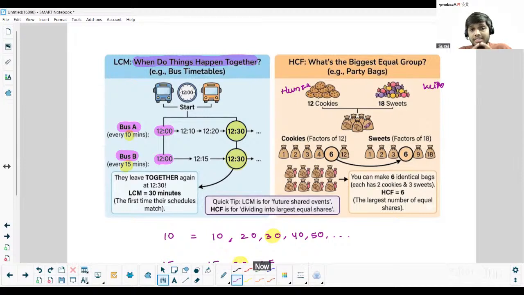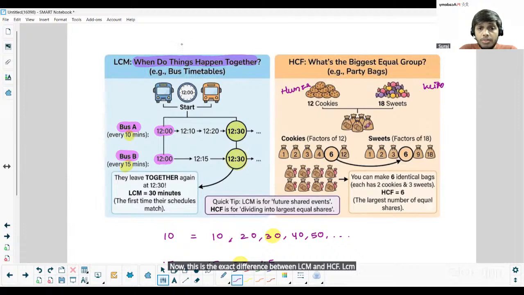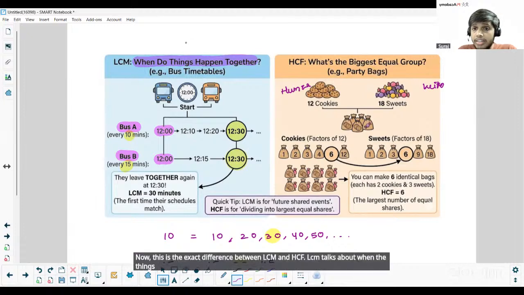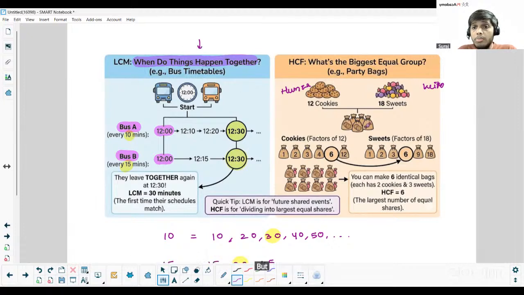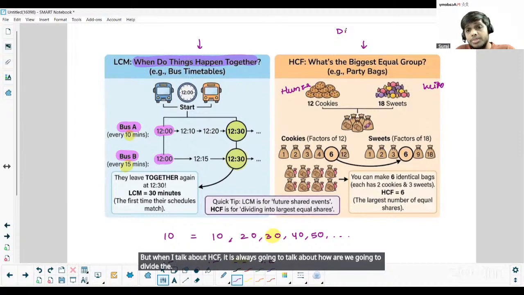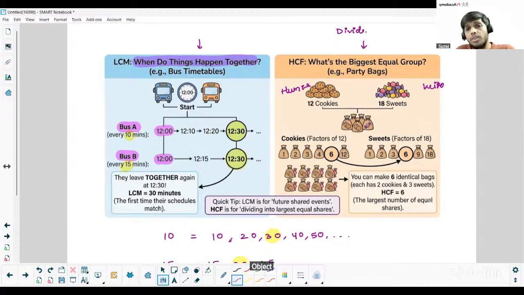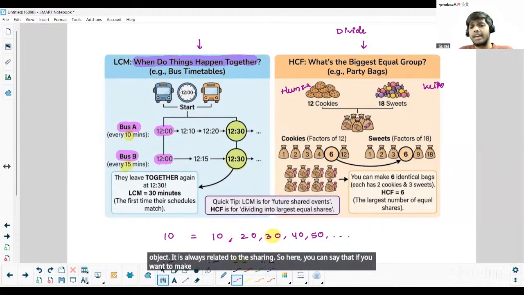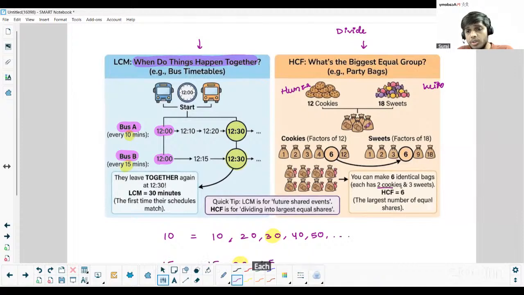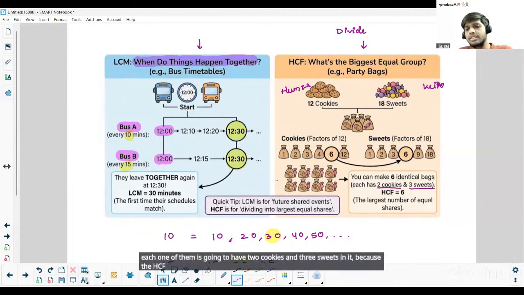Now, this is the exact difference between LCM and HCF. LCM talks about when things are going to happen together. But when I talk about HCF, it is always about how we are going to divide the objects. It is always related to sharing. So here you can say that if you want to make 6 identical bags, each one of them is going to have 2 cookies and 3 sweets in it, because the HCF is equal to 6 here.